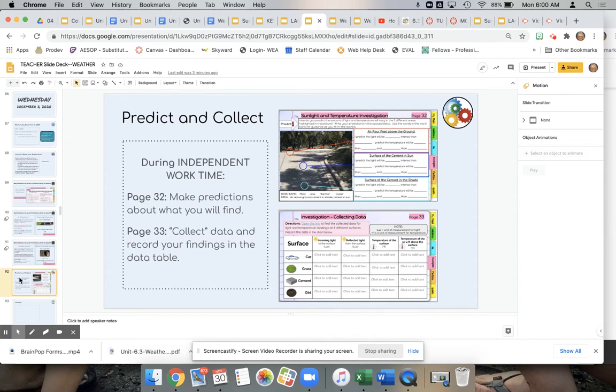During the independent work time, this is a Wednesday, they will be completing page 32, where they make some predictions about how 3 different areas would compare. And then on page 33, students are collecting the actual data.